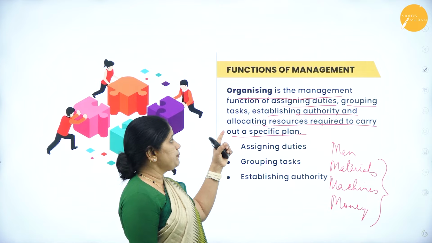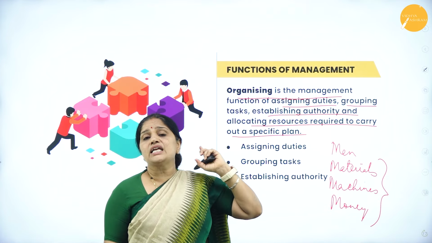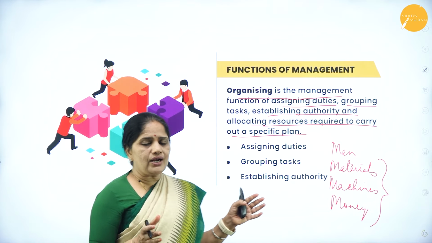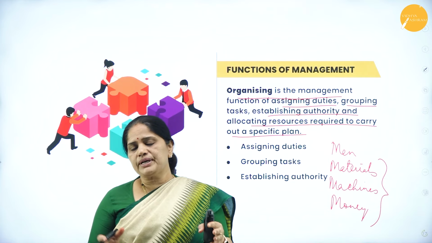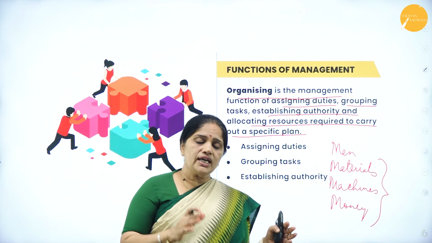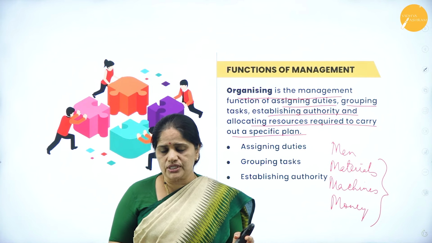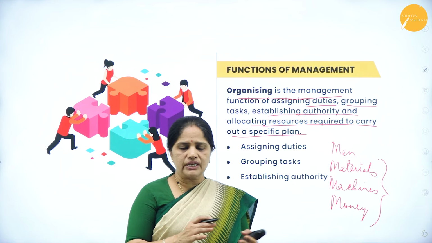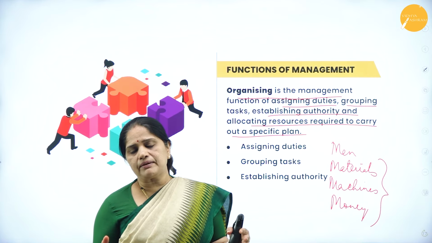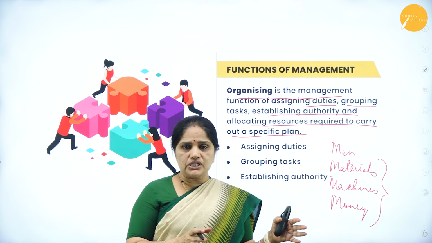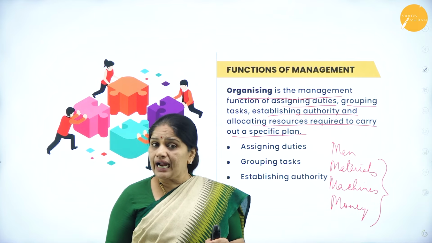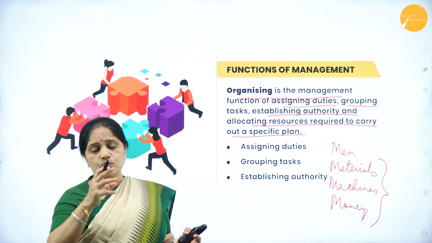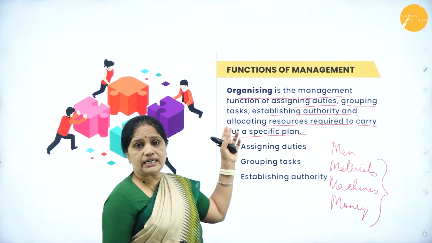In the organizing chapter, we have the function of assigning duties. For example, you divide the entire organization into various departments. You can organize it on the basis of functions or on the basis of products, whatever you are manufacturing. If you are organizing the departments on the basis of functions, then you will have a purchase department, sales department, finance department, accounts department, marketing department, etc. In each department you create various positions, and for each position you have a duty, a responsibility and an objective. This process of assigning duties and responsibilities to each position within the organization, we call organizing.